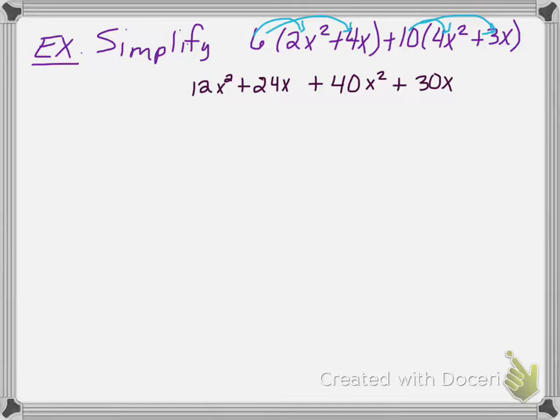Now when I look at this, I still should be able to combine like terms. In this case, the 12x squared and the 40x squared have both the same variable and same exponent. So you should be able to combine those with each other. 12 plus 40, 52x squared. Now when I look at the 24 and the 30, do they have a common variable? Yes, they do. So the 24x and the 30x become 54x. So that would be your final answer.